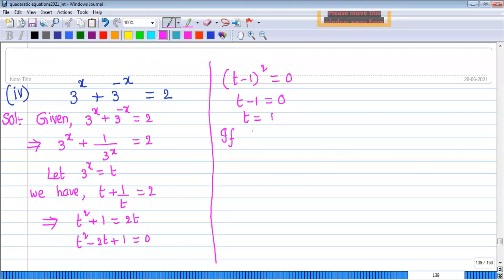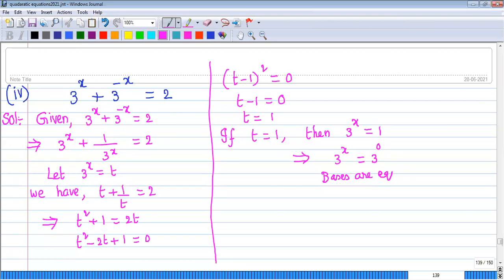Yes, if t is equal to 1, then t stands for 3 power x. 3 power x is equal to 1. The 1 can be written as a base of 3. 1 can be expressed as 3 raised to 0. Now bases are equal. Obviously, you get x is equal to 0. This is the answer.